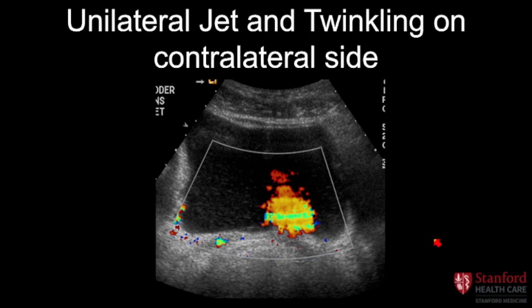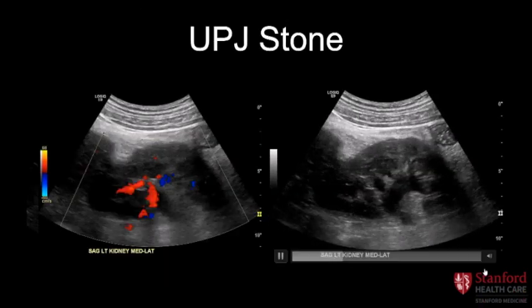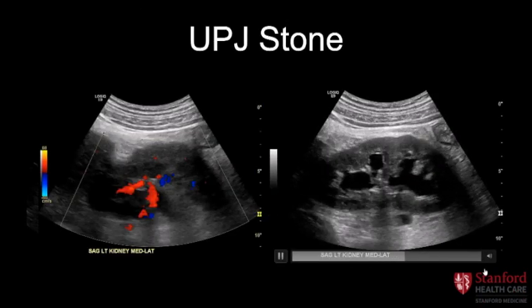Twinkling artifact is really helpful in looking at UVJ stones. When we look at the bladder, we typically look for ureteral jets. And in this patient, we have a unilateral jet on the left side, no jet on the right side. But with color Doppler, it's really nice to put that window just over the UVJs. That helps us to identify this little stone with its twinkling artifact here. I think twinkling is really helpful in looking for UVJ stones.